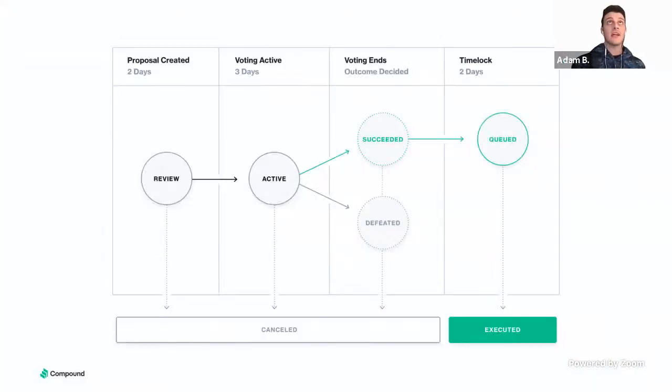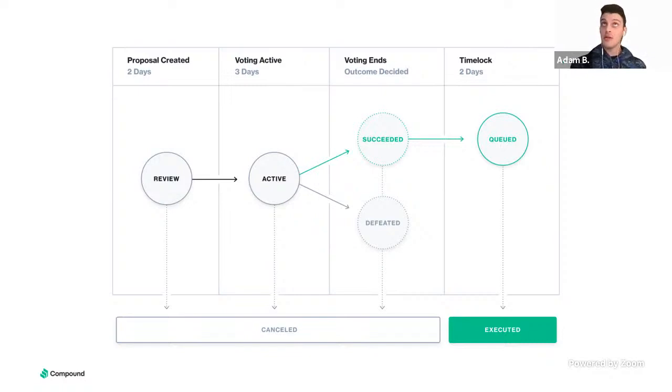So this is a little diagram that shows the phases of Compound governance. A proposal is created, and there is a 2-day waiting period where folks can review it, check it for bugs, and check it for unseen consequences of the code change. Developers that have apps that depend on the protocol can make sure that their apps will still function once the new code change is enacted.